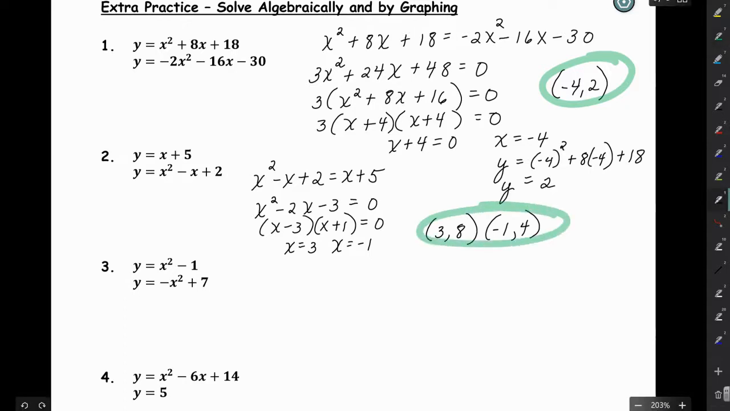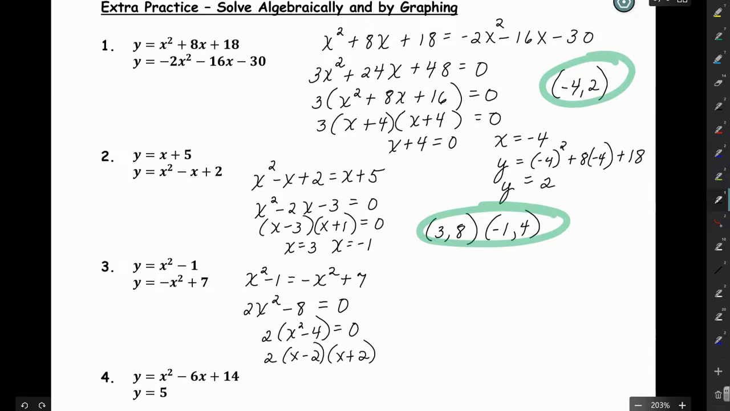Moving on to number 3, set them equal to each other. Add x squared to both sides and subtract 7. I'm going to pull out the GCF, which is a 2. That's the difference of squares, so I'm going to get (x minus 2)(x plus 2). So I get a value of x equals 2 and x equals -2. If I put 2 into this equation, 2 squared minus 1 gives me 3. If I put -2 into this equation, I also get 3.